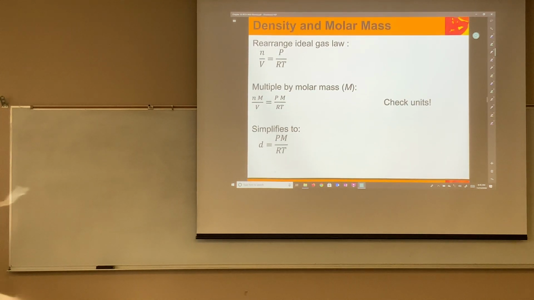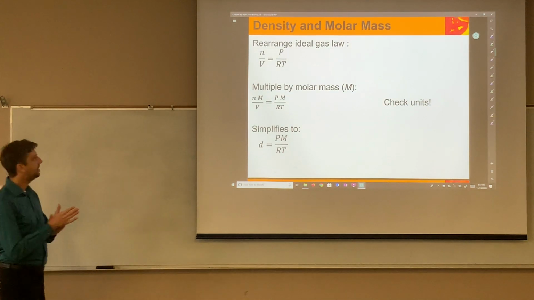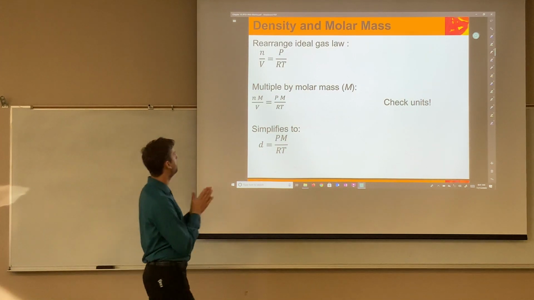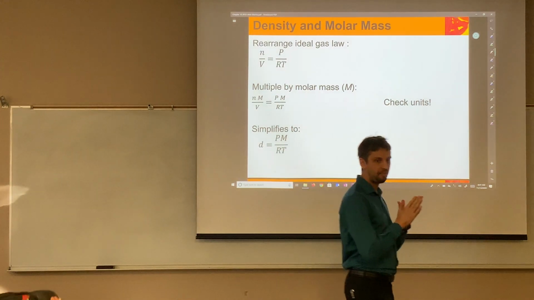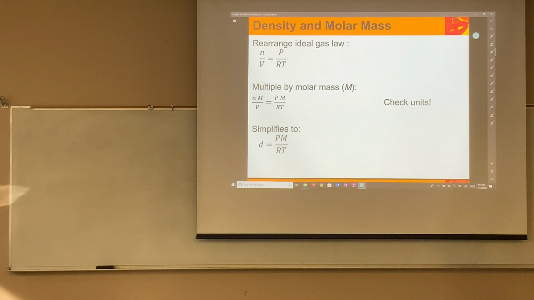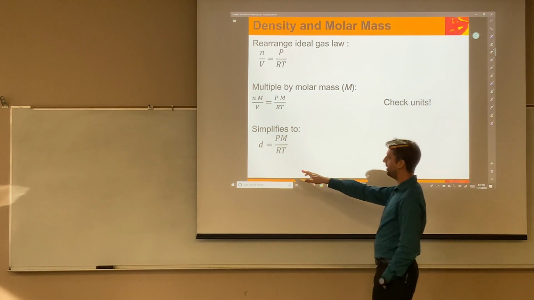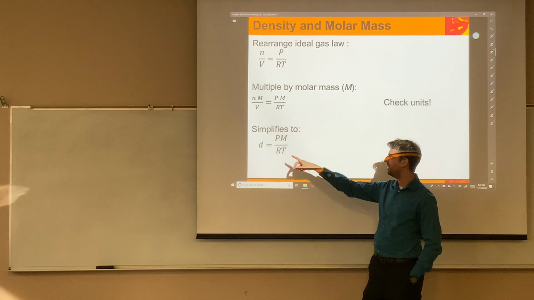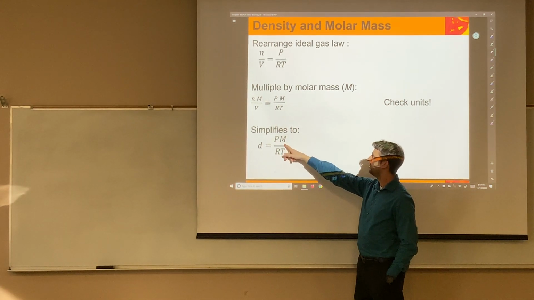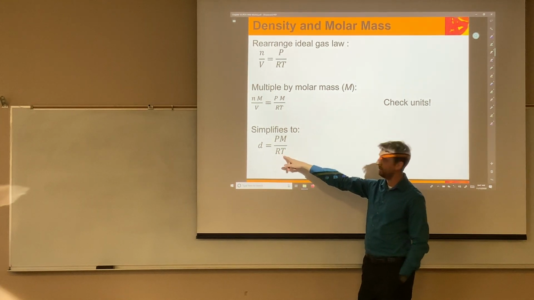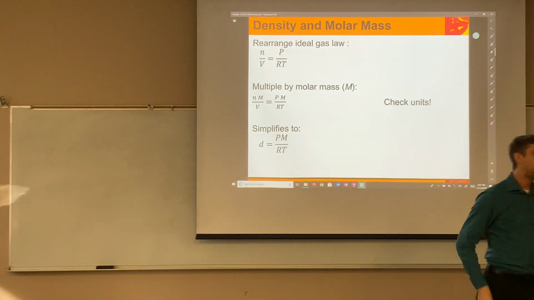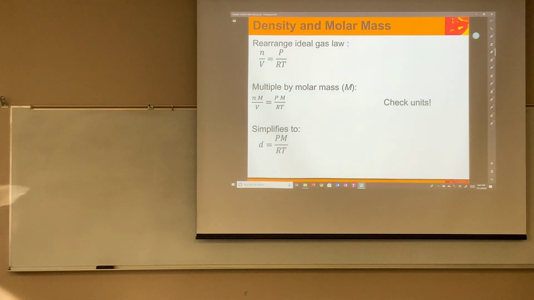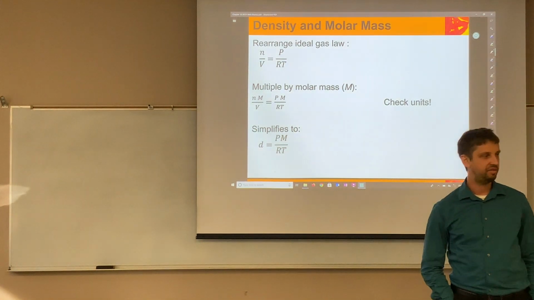One other thing to think about here. If we rearrange the ideal gas law for just a minute, we divide by volume and pressure, rearrange, and then multiply by molar mass. We get an interesting equation: density is equal to pressure times the molar mass divided by our constant R and temperature. So we have a way of relating density to the molar mass of an ideal gas. That's what this is telling us.